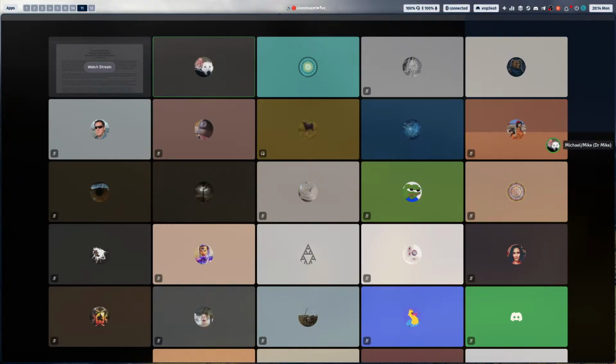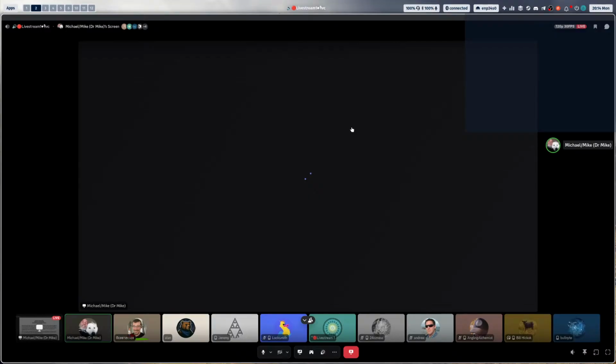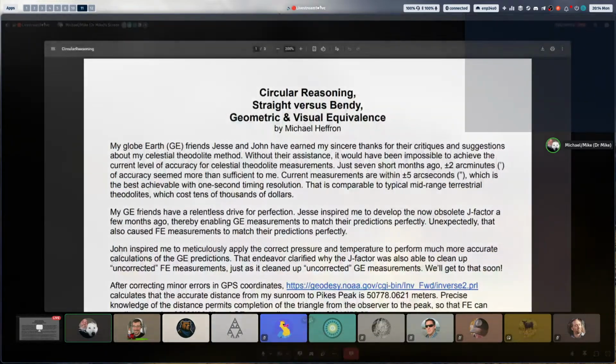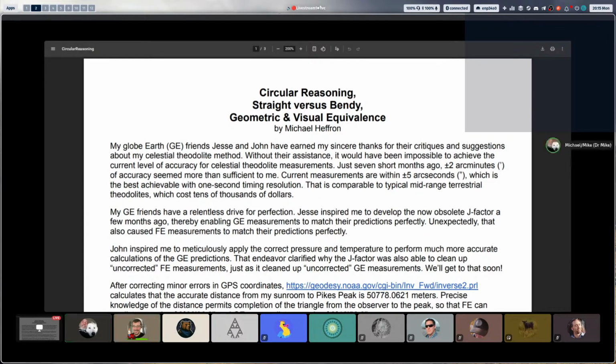I've been paying close attention to Jesse and John's arguments over all these weeks, and they've actually been making a great contribution to the celestial theodolite method, whether they realize it or not. Seven months ago, when I first proposed this, I thought plus or minus 2 arc minutes was good enough. But thanks to their criticism, we're actually down to plus or minus 5 arc seconds now. And that's the best we can do with 1 second timing.